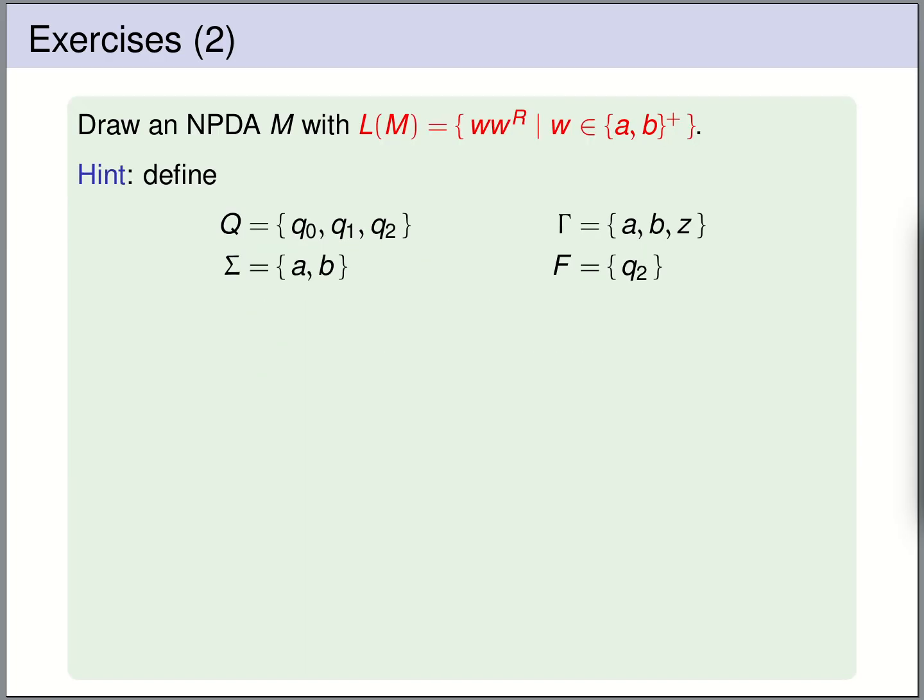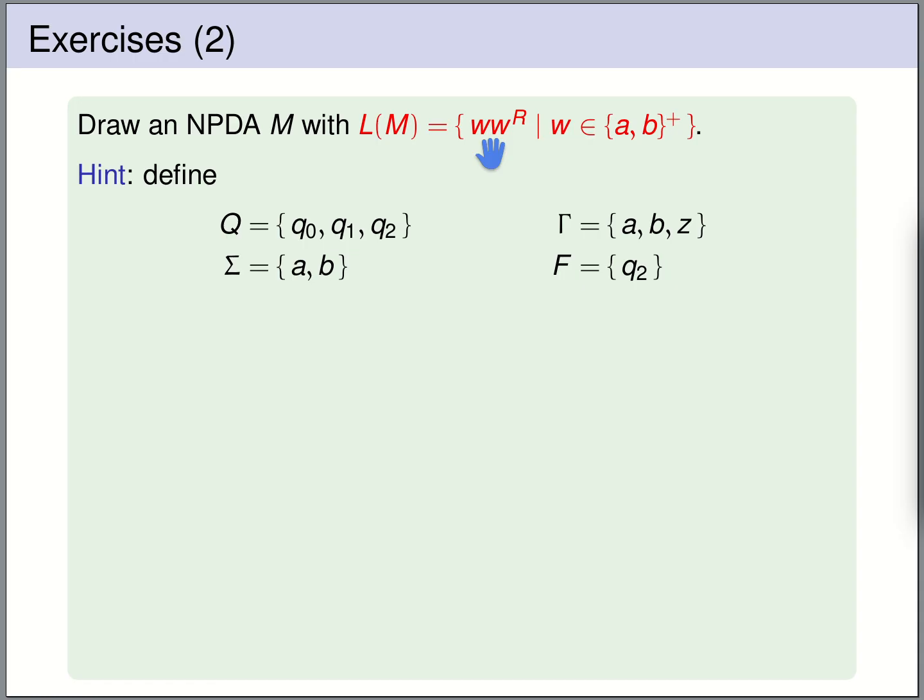In this exercise, we are asked to construct a non-deterministic pushdown automaton that accepts this language. So it consists of all words of the shape w w reverse for a non-empty word w over a, b. So this is particular palindromes. So this is palindromes of even length.